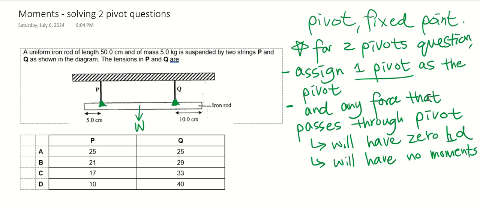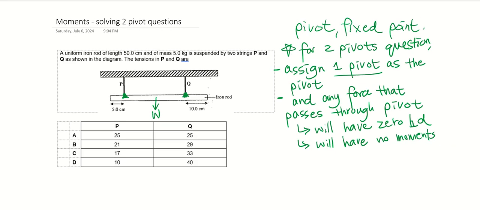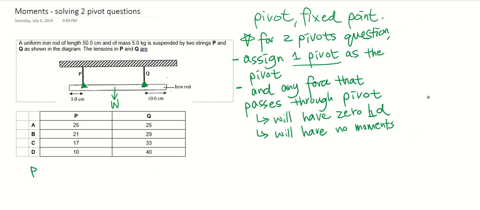So now I will assign P as the pivot. I'll be using green color for P as pivot. Then let me erase this. This is actually our first step in our 6-step method for solving moment questions: assign or find a pivot point. So now we choose P as the pivot, although Q is also helping to support the rod.